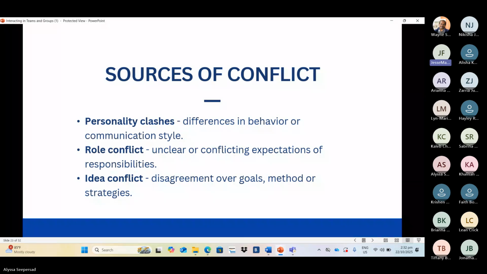Lastly, there's idea conflict, which is also called controversy, and this would occur due to differences in opinions about goals, methods, and strategies. It is best to handle this civilly with open dialogue.